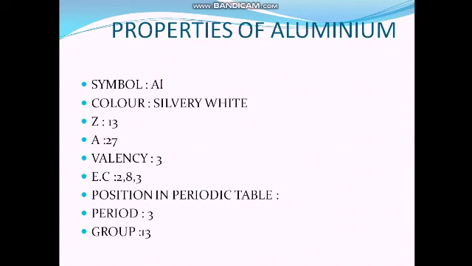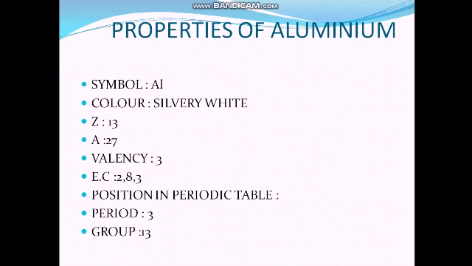Let's first discuss the properties of aluminium. The symbol of aluminium is Al, first letter capital and then small. The color of aluminium metal is silvery white. Its atomic number is 13. Atomic mass is 27. Valency of aluminium is 3.